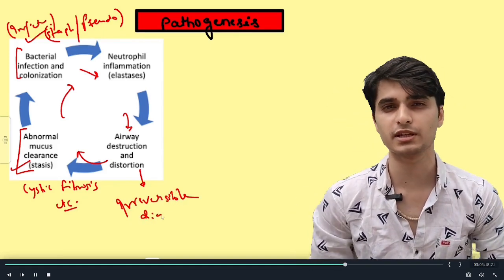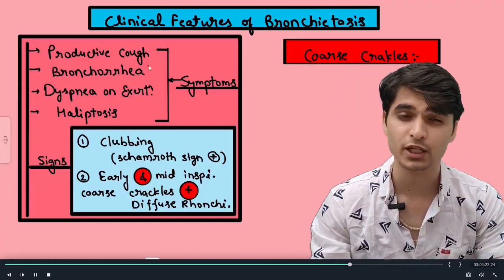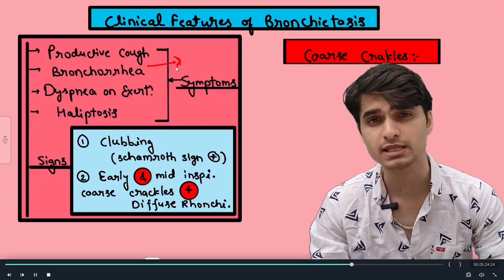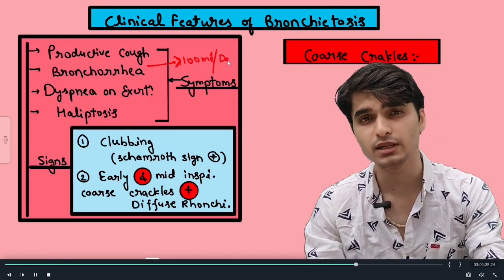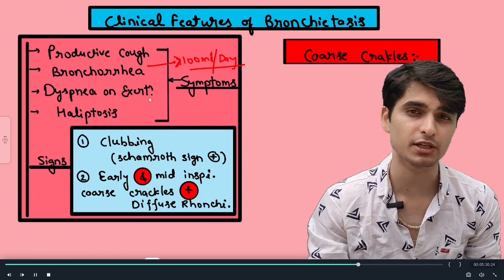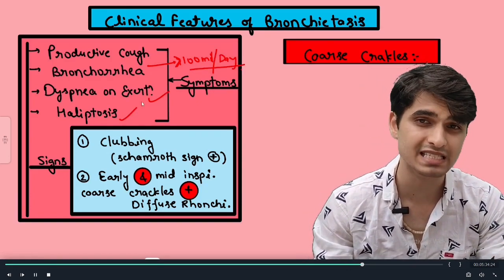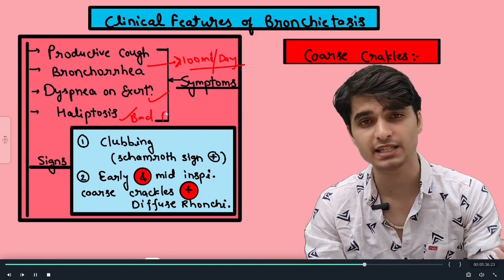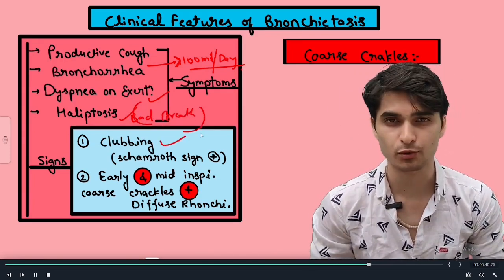So now we will discuss the clinical features of bronchiectasis. Number one thing is the productive cough, and second one is bronchorrhea, and the definition is the production of watery mucus, okay, more than 100 ml per day, and that's basically your bronchorrhea. And next thing is breathlessness or dyspnea on exertion, followed by halitosis, and that is basically your bad breath. So what are the signs of bronchiectasis?